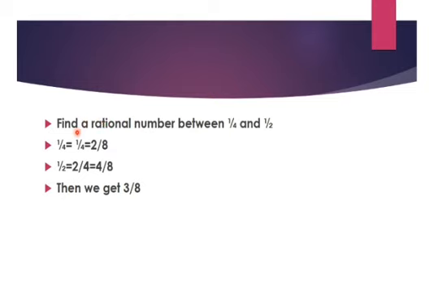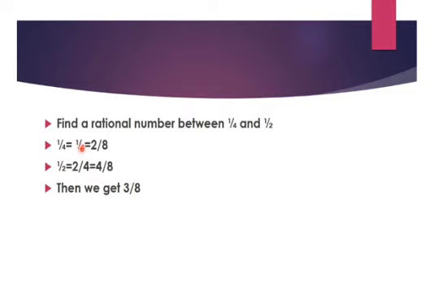Okay, then the next one is: find a rational number between 1 by 4 and 1 by 2. That means one rational number between 1 by 4 and 1 by 2. Then how can we find it? The denominators are not the same. Then we take the LCM of 2 and 4. We get 4. Then 1 by 4 is not changed, 1 by 4. And 1 by 2 can be written as 2 by 4. It's the same as 1 by 2, as 2 by 4. Then 1 by 4 and 2 by 4.